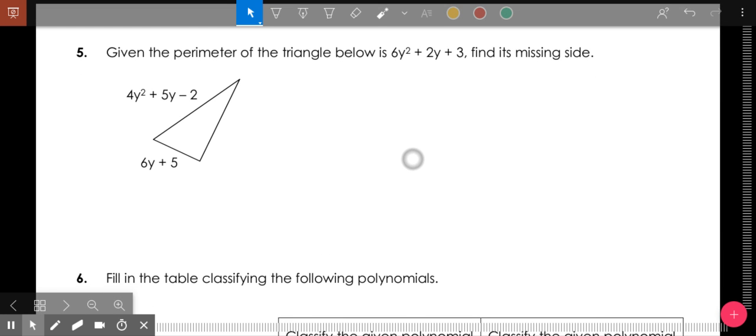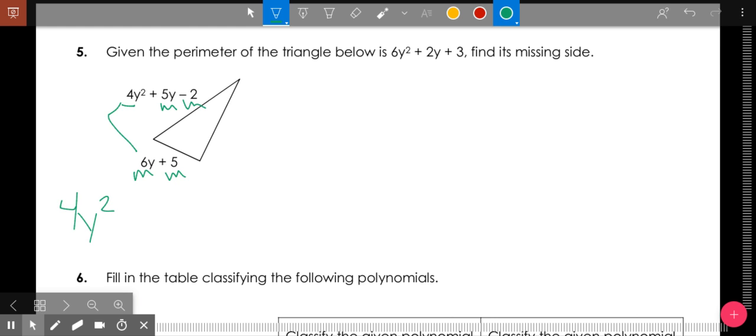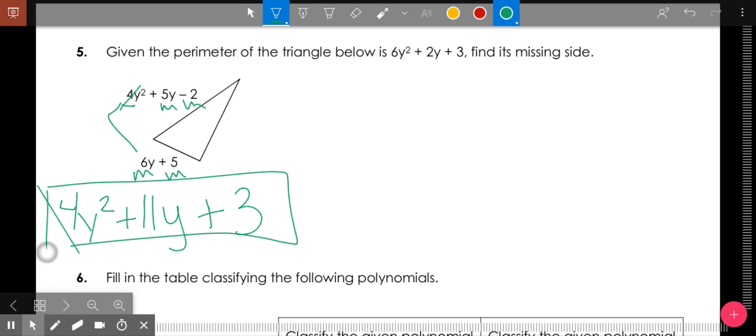Next page. So this one is our perimeter problem. This is where you add your two sides together and then you subtract it from your total perimeter. So these two sides together, I'm going to combine my like terms. I only have 4y squared, I have 2 y terms, and I have 2 constants. So adding those together, I just combine them, so I get 4y squared. So that term's eliminated. I have 5y and 6y. They're both positive, so I add them to get 11y. And then I have a positive 5 and a negative 2, so I subtract them and keep the sign on the bigger number, so I will get 3. So that is my perimeter of the two sides.